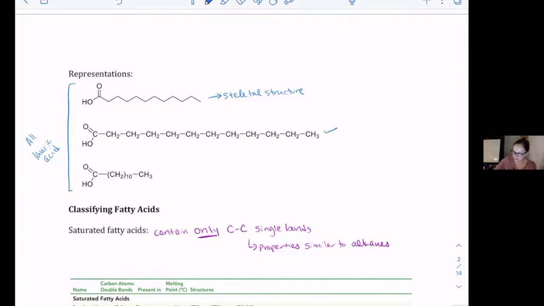We can also write the condensed structural formula. So this one's pretty long. I don't want to write it like this. I probably never personally will write it like this, but you can take that condensed structural formula, and you can abbreviate that down. So we'll just call this the abbreviated formula.